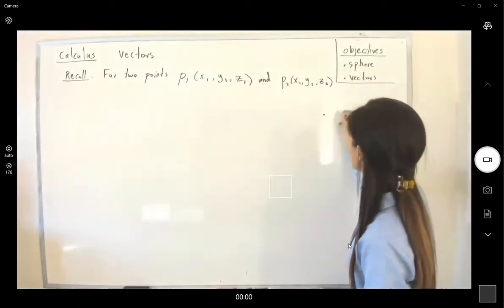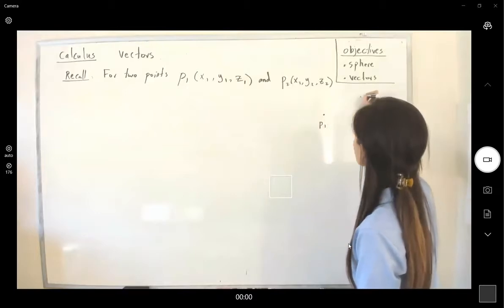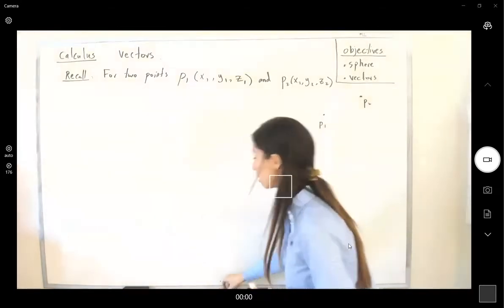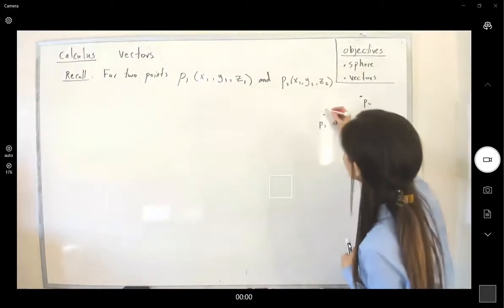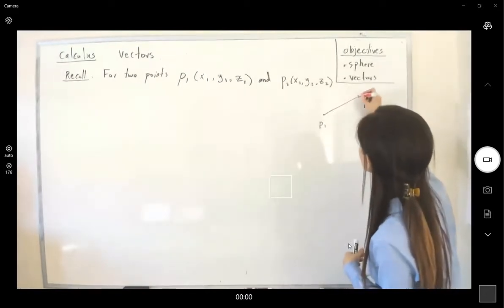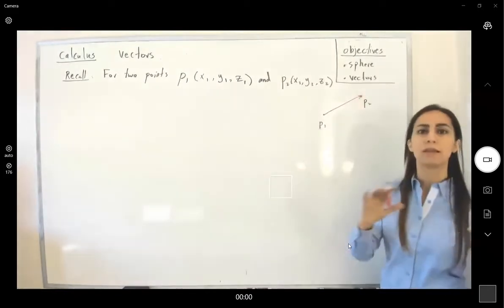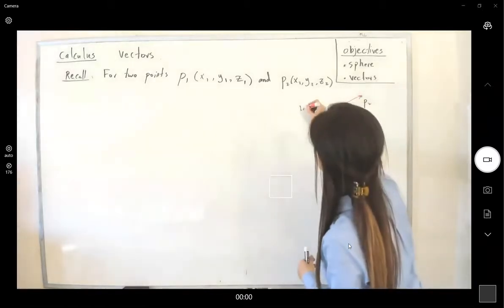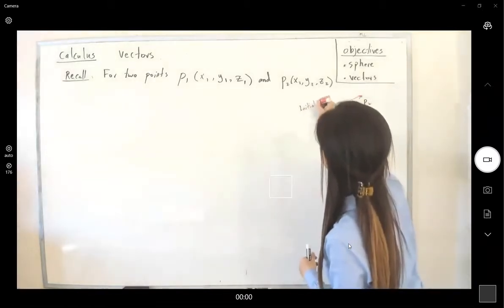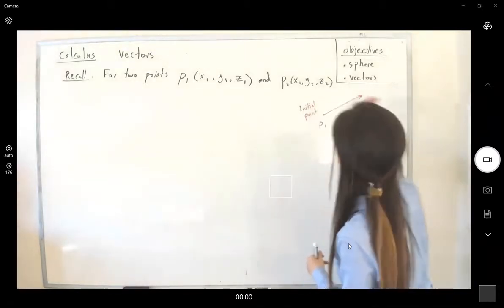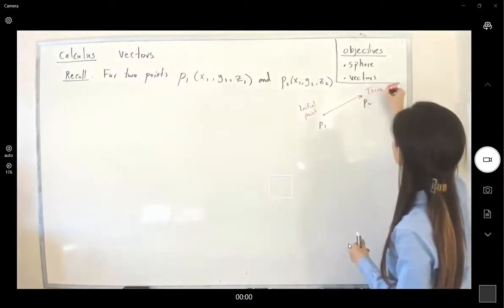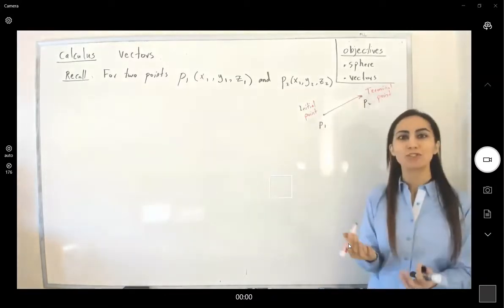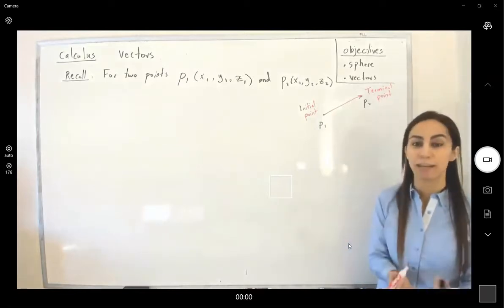Suppose this is San Jose, P1, and this is San Francisco, P2. We start from P1, from San Jose, and we go to San Francisco, P2. The initial point, the terminal point. Well, you're actually constructing a vector.